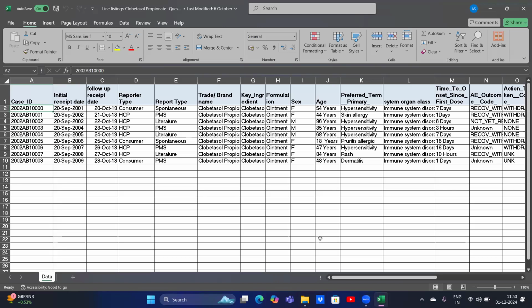Like here you can see hypersensitivity is there, skin allergy is there, then rash is there, dermatitis is there. So you will give pruritus allergic. So you will give a distribution of the PTs. You will put a pivot here. You guys would be aware of the Excel tricks like pivot, filtering, and everything, I believe, right?